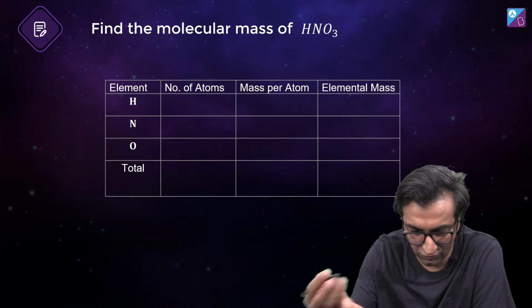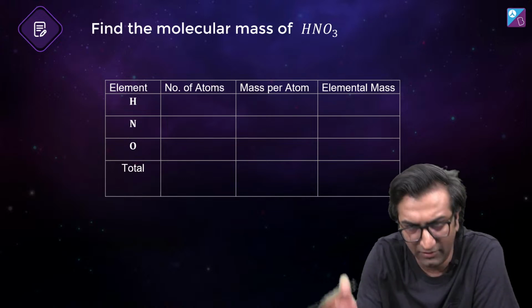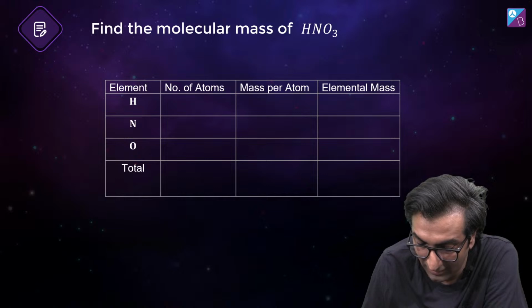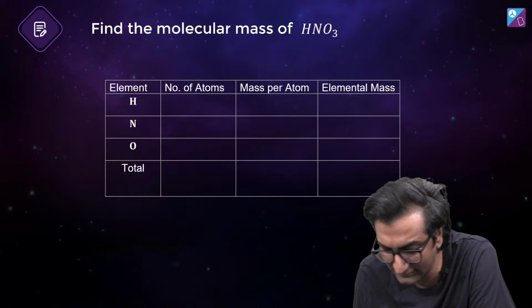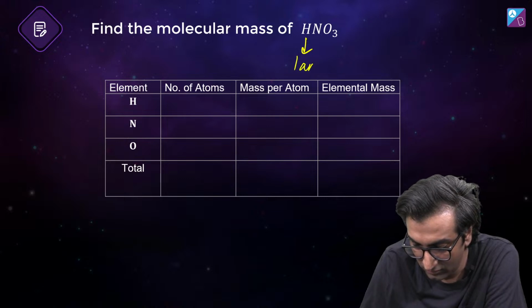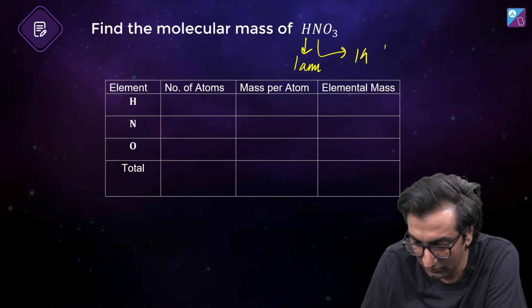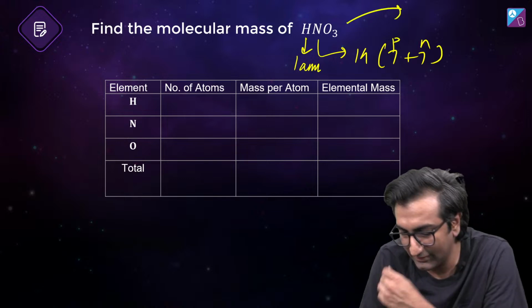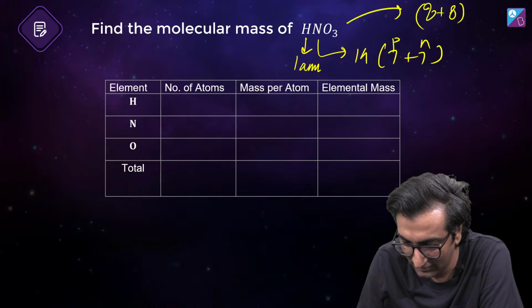Okay, so this is how you go and do it, right? Draw this table that I have in front of you. Element, number of atoms, mass per atom, elemental mass. What is elemental mass? Elemental mass क्या चीज होती है? Elemental mass मतलब इसका हो गया 1 AMU, इसका हो गया कितना 14 because it has 7 + 7 protons and neutrons, right? And what is this? Oxygen का कितना हो गया 8 + 8 यानी कि 16.